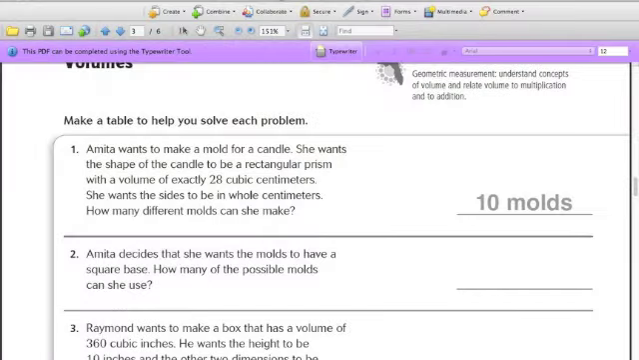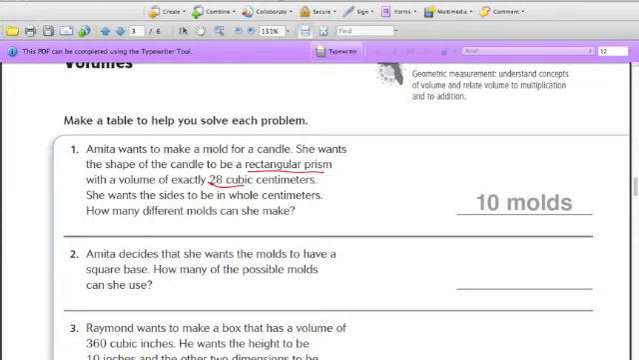I want to look at a little bit of these solving problems from this week on volume. I want you to look at this problem. It says here we're making a candle mold. It's going to be a rectangular prism, which is like a shoebox. And we know that the volume, when you do the length times the width times the height of that shoebox, is going to be 28 cubic centimeters.